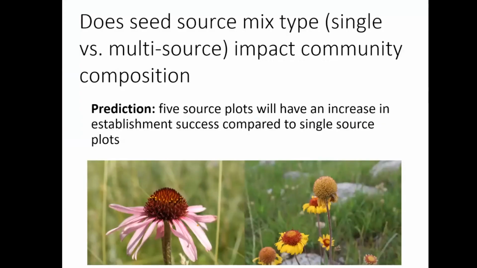So here, I did the same PERMANOVA approach. In this case, I lumped all of my single mixed data together to compare that versus my multiple source community data and seeing how that impacts my community composition. And my prediction here was again that my 5 source plots should have an increase in establishment success compared to my single source mixes.